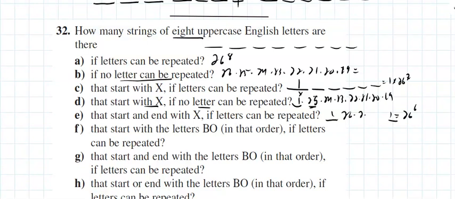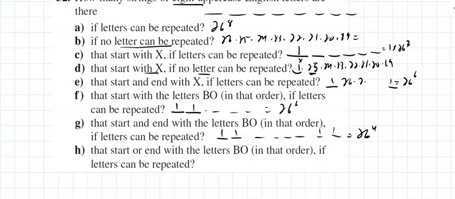F, that starts with the letters B, O in that order, so 1 and 1. If the letters can be repeated, well, there's the remaining 6, that's 26 to the 6th power. Starts with the letters B, O and ends with the letters B, O, 1, 1, so that's 4. There are 4 slots, 26 each. That's 26 to the 4th power. That's how many different letters you could have that starts and ends with BO.